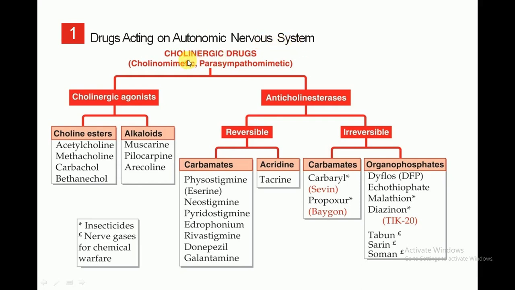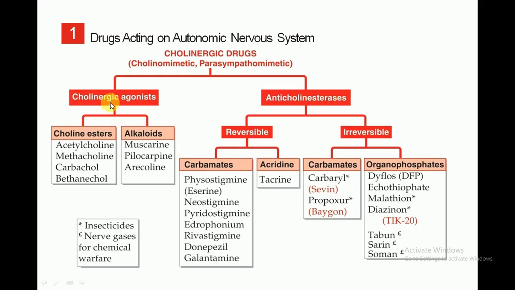Look here, these are cholinergic drugs, that is cholinomimetics and parasympathomimetics. Further, the parasympathomimetic drugs are divided into two groups. The first one is cholinergic agonists and the second one is anticholinesterases.